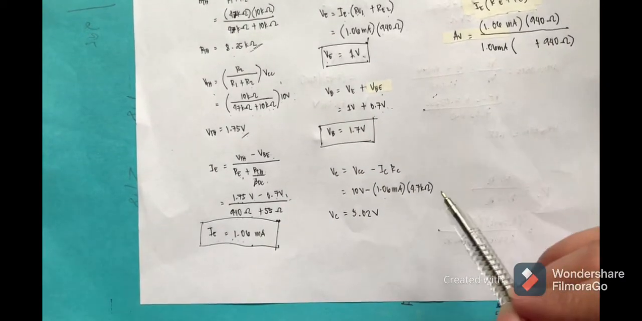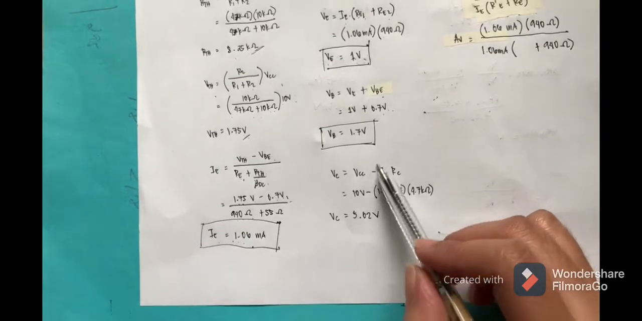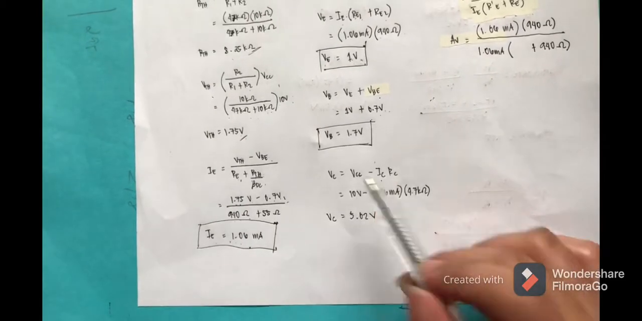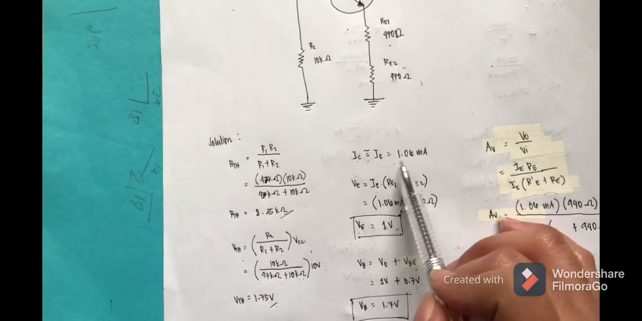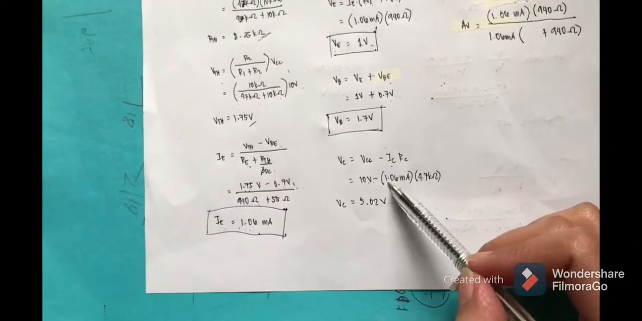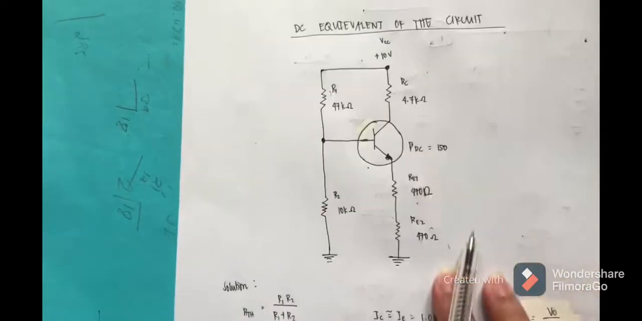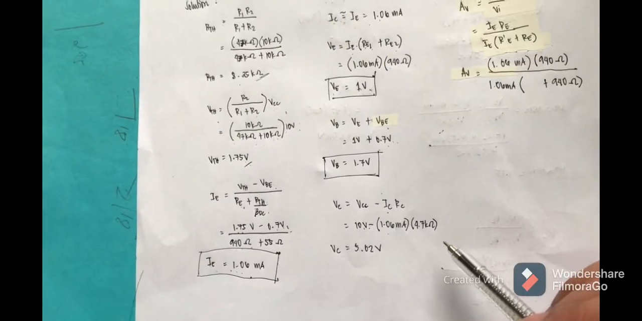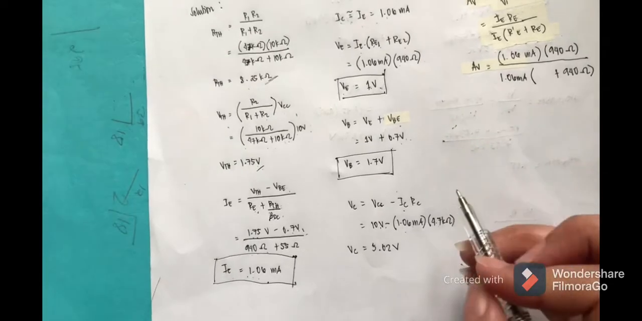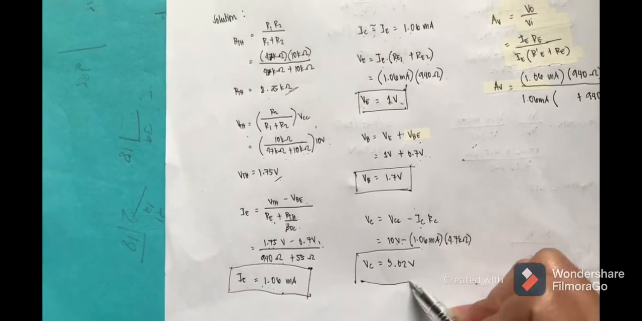Next is VC. The formula for VC is VCC minus IC multiplied by RC. So VCC is 10 volts minus IC, because we let IC be equivalent to IE, which is 1.06 mA. So minus 1.06 mA, and our RC here is 4.7 k ohms. So 1.06 mA multiplied by 4.7 k ohms. The answer for VC is 5.02 volts.